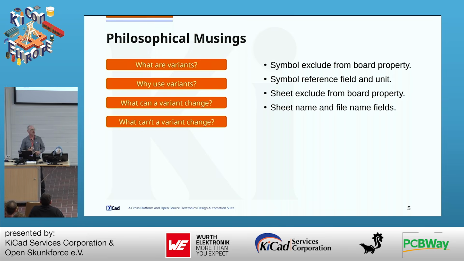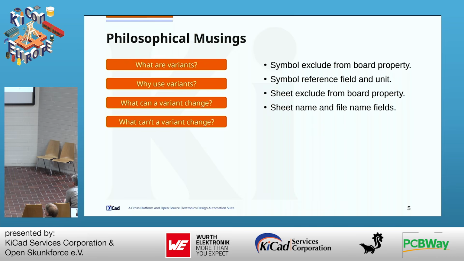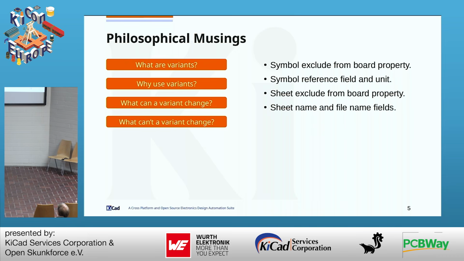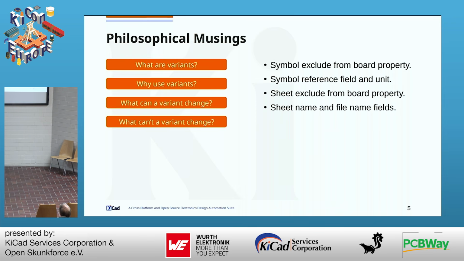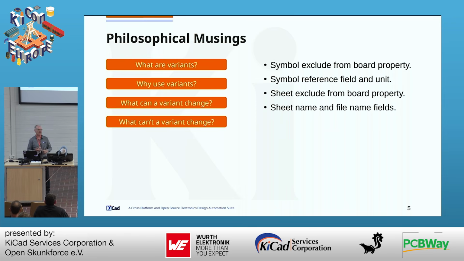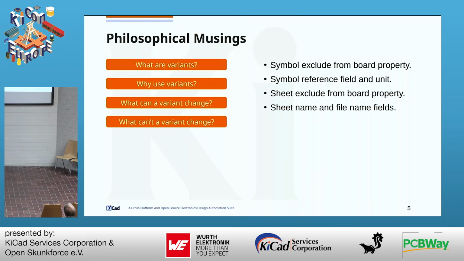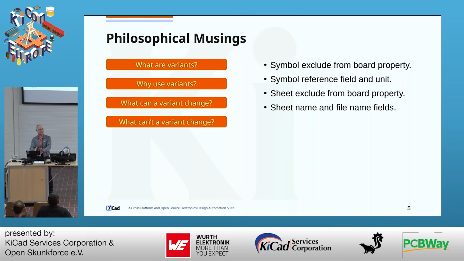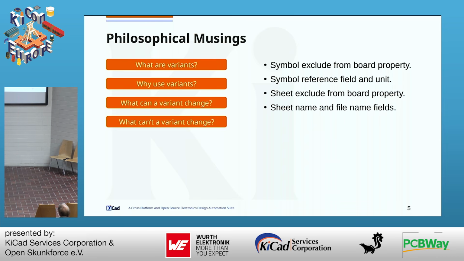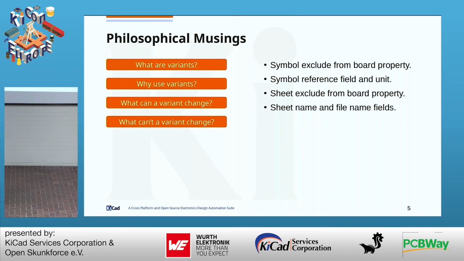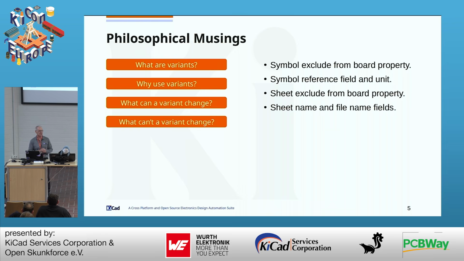The sheet exclude property is the same thing. For the same reason that you can't use the symbol exclude from board property, you can't use the sheet exclude from board property. Sheet names and sheet file names are effectively a different design. So those four things right there, you won't be able to make a variant of. That won't be available. But virtually everything else for symbols and sheets, you'll be able to create a variant of.